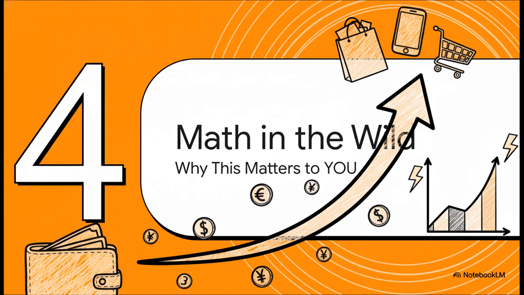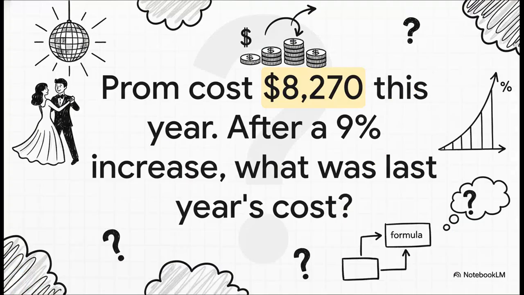Okay, so we've talked about towns and buffalo, but how does any of this apply to you right now? Well, let's bring this cheat code into your world. We're talking your wallet, the stuff you buy, all of it. Let's talk about something real, like prom. Our source material has this perfect example. The ballroom cost $8,270 this year, which was a 9% increase over last year.